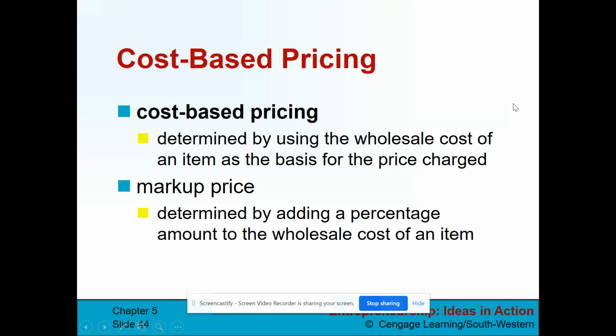And cost-based pricing. So demand-based pricing, cost-based pricing, and competition-based pricing.